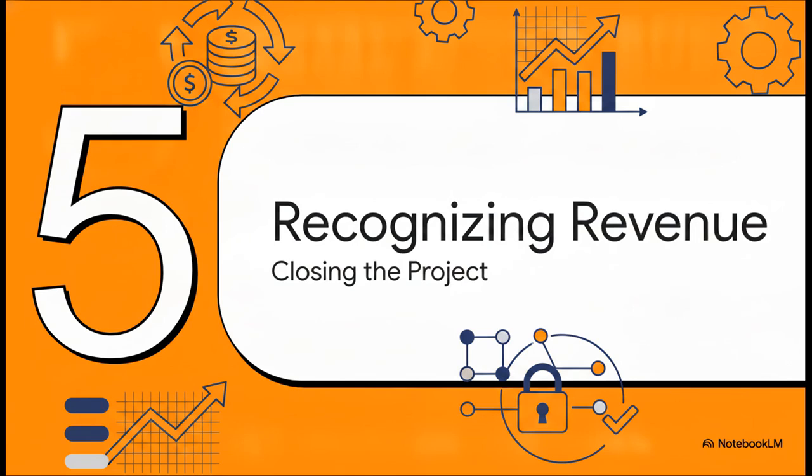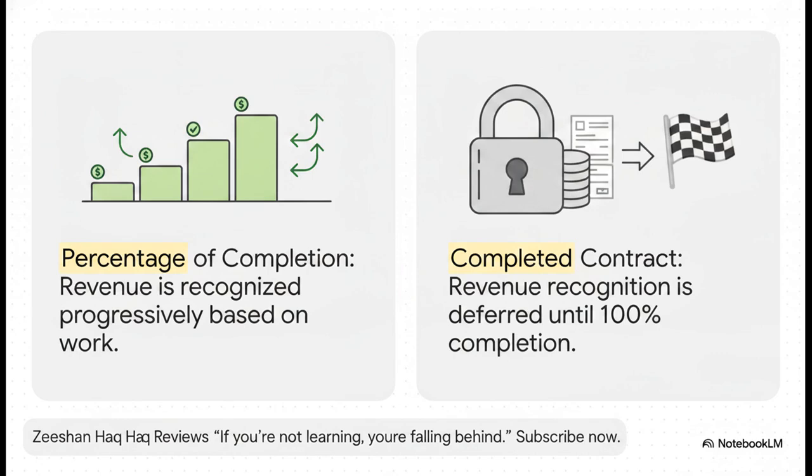Section 5. Recognizing your revenue. We've made it to the final and probably the most highly technical stage of the whole life cycle, recognizing the revenue and closing the books. With fixed-price projects, you're usually choosing between two main accounting principles. First is percentage of completion. This is where you recognize revenue progressively as you accrue work and hit milestones against the contract value.